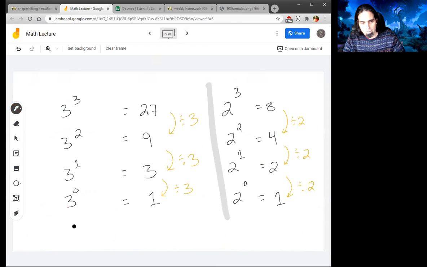If I have 3 to the negative 1, that's going to be another negative 3, or divided by 3. And if I have 3 to the negative 2, that's going to be another divided by 3. So we get a sense that the more the negative exponent gets big, the tinier our number is. And it will shrink faster and faster.